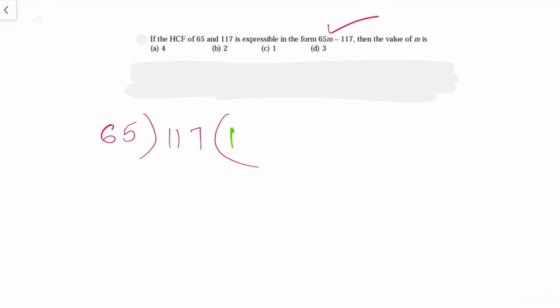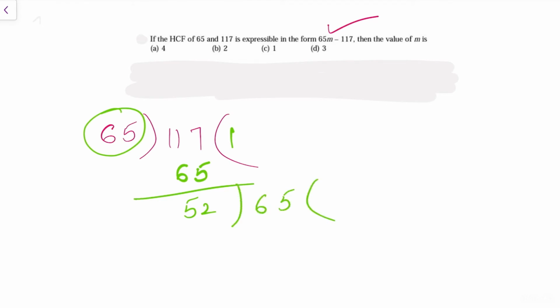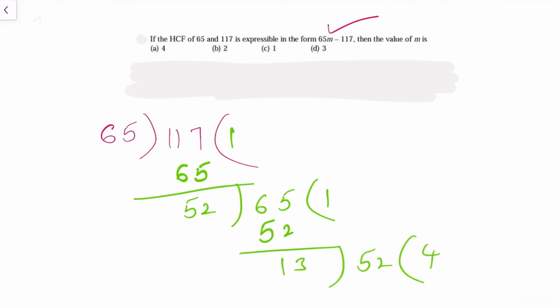So 65 ones are 65. 117 minus 65 is 52. Now again bring this 65 here. Continue the same division process again. 52 ones are 52. 65 minus 52 is 13. 13 fours are 52, so 0 remainder. It means the HCF of 65 and 117 is 13.